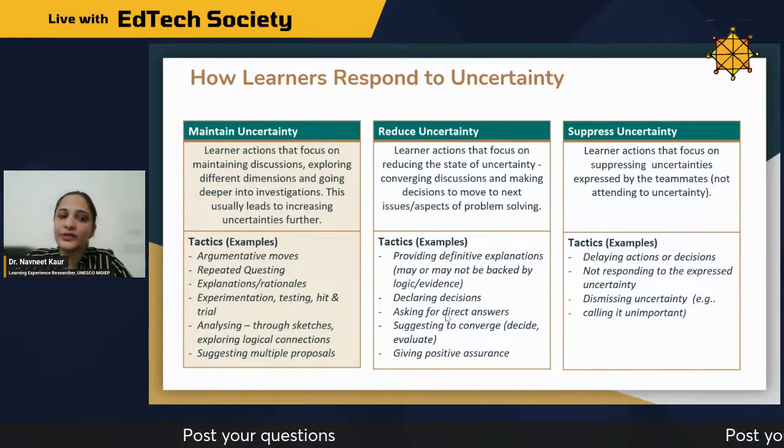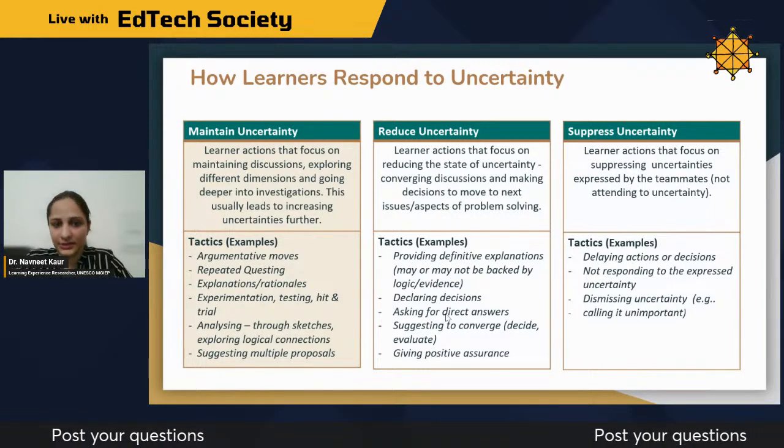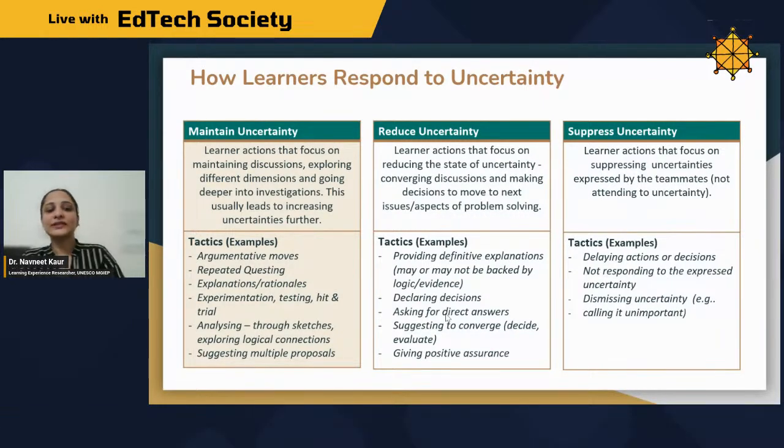And this will obviously lead to increasing uncertainties further, right? So you'll see that they are maybe engaging in some argumentation, they are repeatedly questioning, they are maybe seeking explanations, giving explanations, they're trying to analyze something. So these learners will have a tendency to maintain the uncertainty.